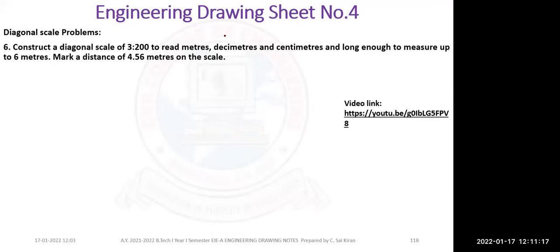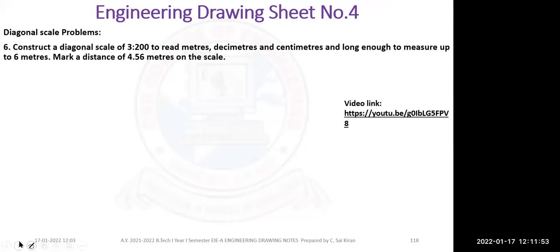The units are meter, decimeter, and centimeter, and they are asking you to define them. The scale should be long enough to measure up to 6 meters. So the maximum length of the scale is 6 meters. And on the scale, you have to measure 4.56 meters. That is the problem they're asking.